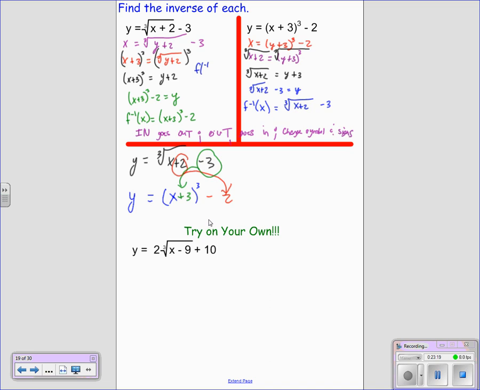But you have to be very careful because if you have an a, the pattern doesn't necessarily work that way. So on the problem where you're trying it on your own, the pattern's not really going to work that way. So show your steps, try that problem on your own. This concludes your notes for this lesson. Good luck.